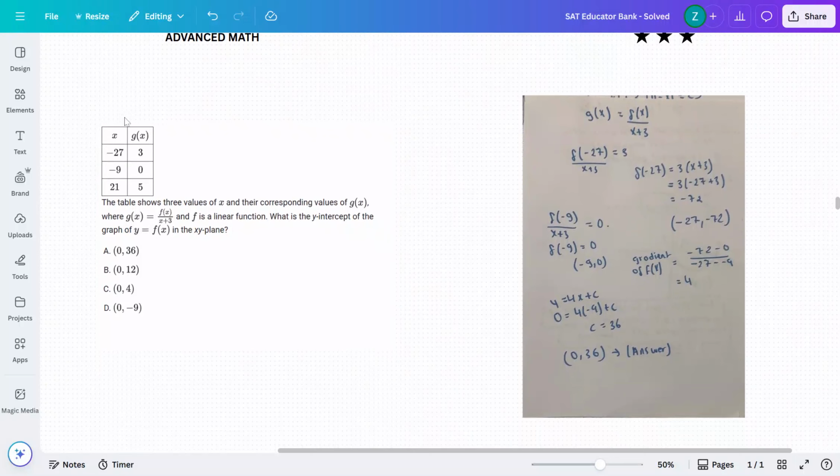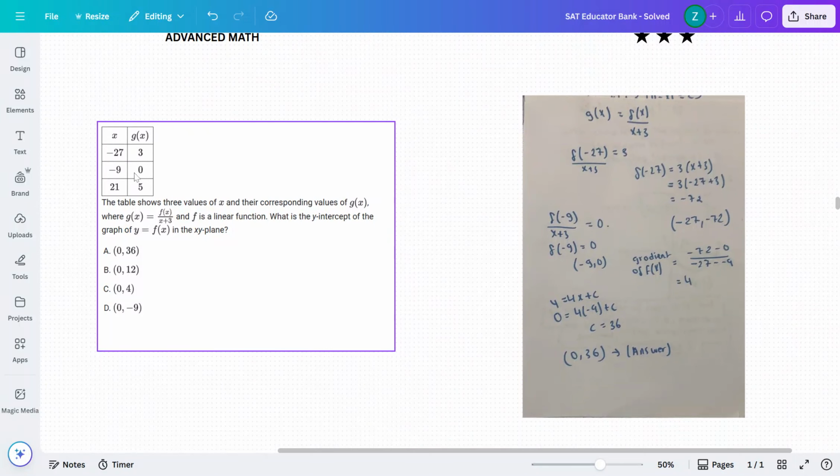Okay, so here we're given a table of values where x is the input and g of x is the output. So for every x, we have the output g of x. If x is equal to minus 27, and we put that in some sort of formula or algorithm, then our output will be g of x, which will be 3.